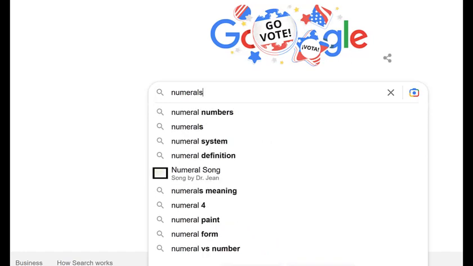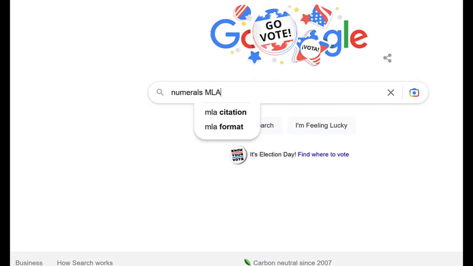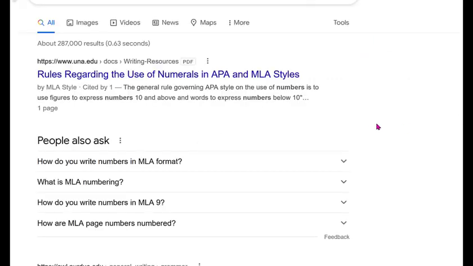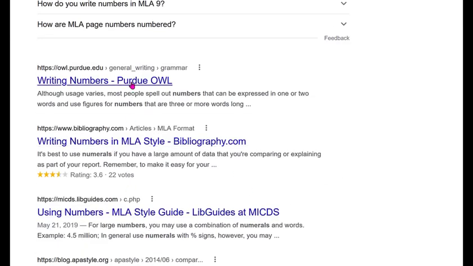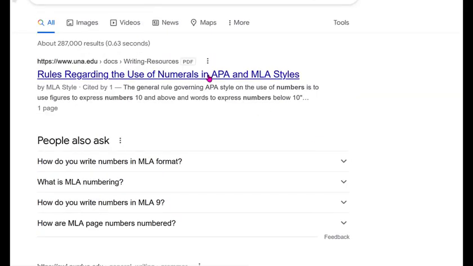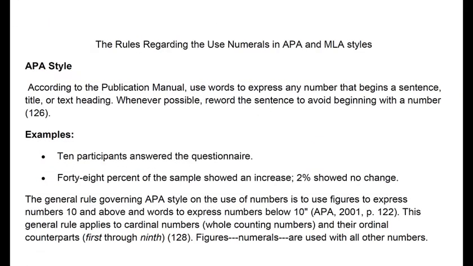Let's say I'm using MLA formatting. Let's say I'm not doing a research paper, but I'm just going to use MLA to format my paper, my writing. Rules regarding the use of numbers. Okay, so I'm looking here, and this one actually is an EDU website, so that might be good. I know the Owl Purdue generally is reliable. I'm going to go to this one because it's got APA rules in it too. So, all right.